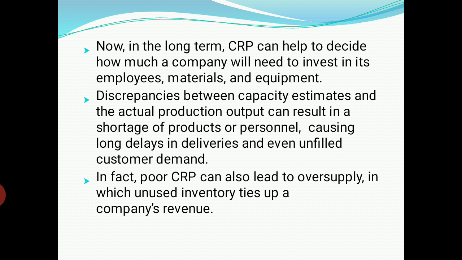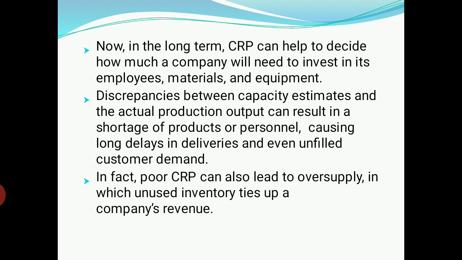So all these things have to be checked out, and all these things can be worked out with the help of CRP. That is why, in fact, poor CRP can also lead to oversupply, in which unused inventory ties up a company's revenue. Naturally, if the CRP is not done, then at the end you come up with oversupply, or maybe unused capacity. In both cases, as we'll see in the next part of the session, it is overutilization and underutilization of the resources. What happens because of that? In both circumstances, it is the company who has to pay the dues.